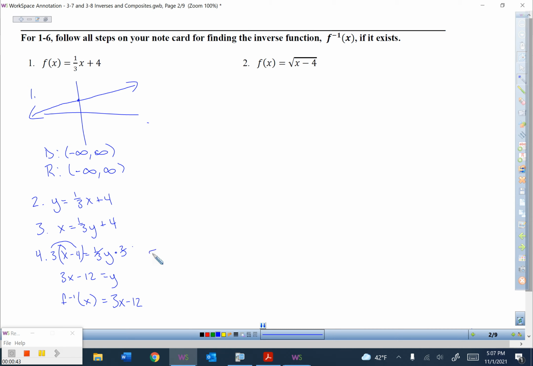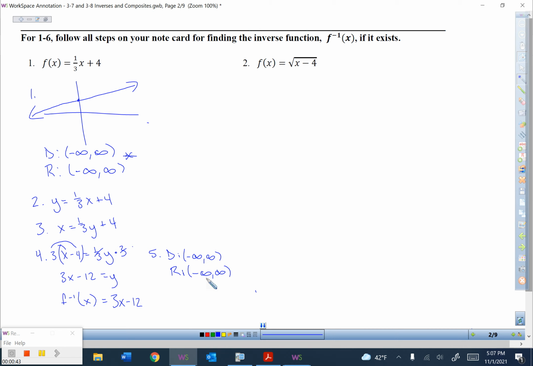Then step 5 is just give the domain and range of the inverse. This is a line as well, but I don't want you to find the domain and range based off of this. I want you to use the original. Because if we did all our math right, the domain and range, because they represent the x values and y values on the graph, should just flip-flop places. So our new domain is this old range, all real numbers. And our new range is all real numbers as well.